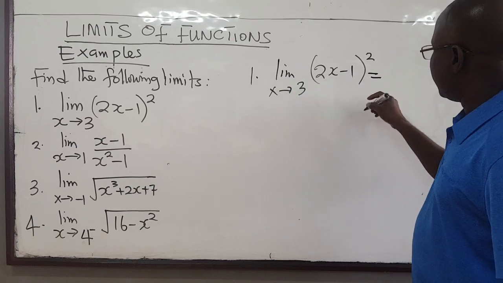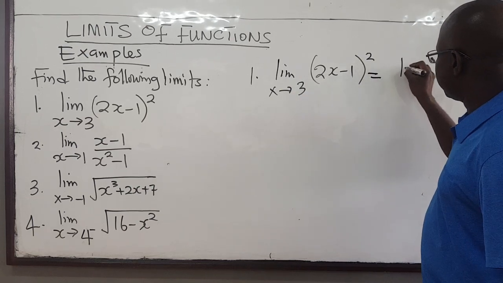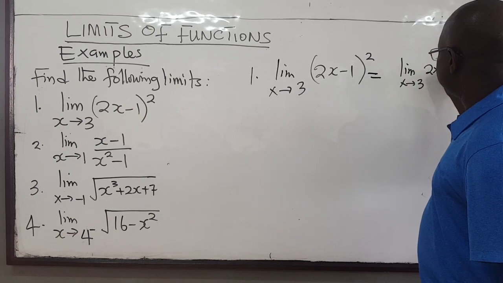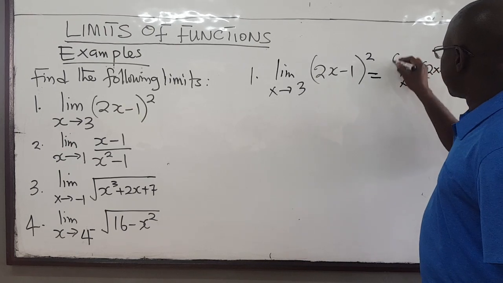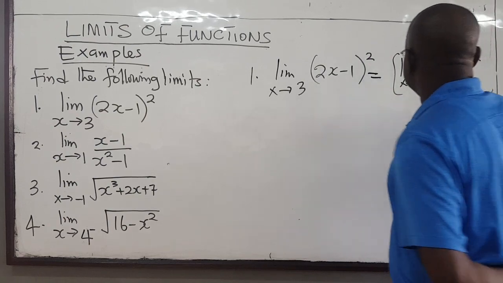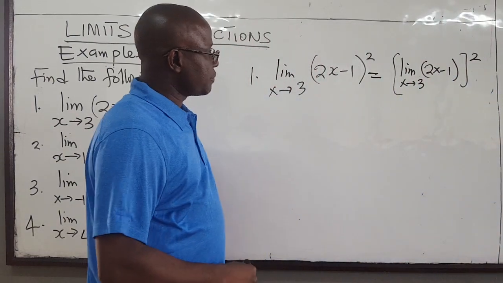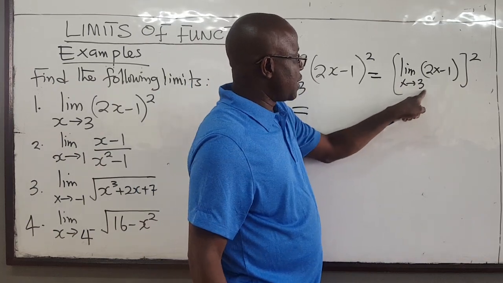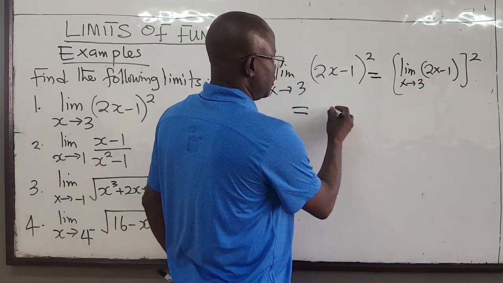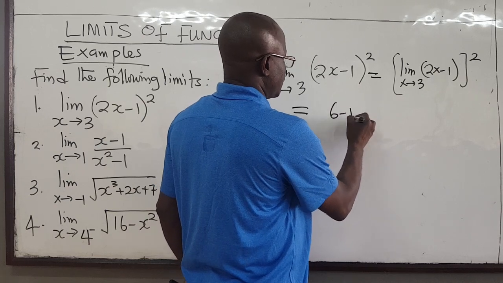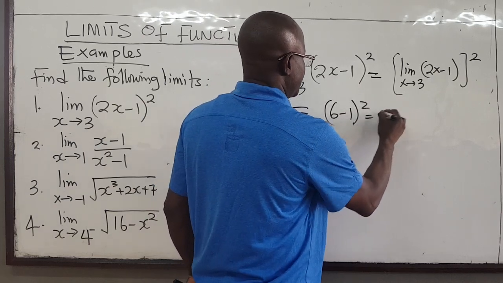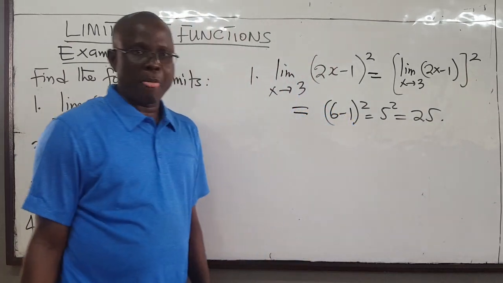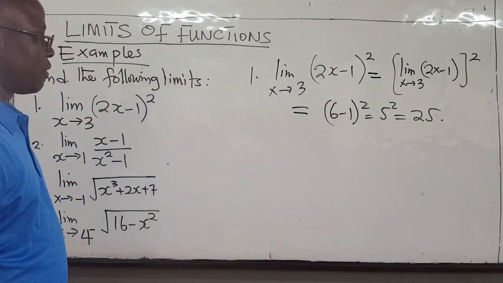Or if you apply the limit laws, you can write this as the limit as x approaches 3 of 2x minus 1, and raise all of this to the square using the power rule. This is a polynomial again, so you can put 3 there. That gives you 2 times 3, that is 6, minus 1, all of that squared. So that will be 5 squared, which is equal to 25. So the limit is 25, it's straightforward.